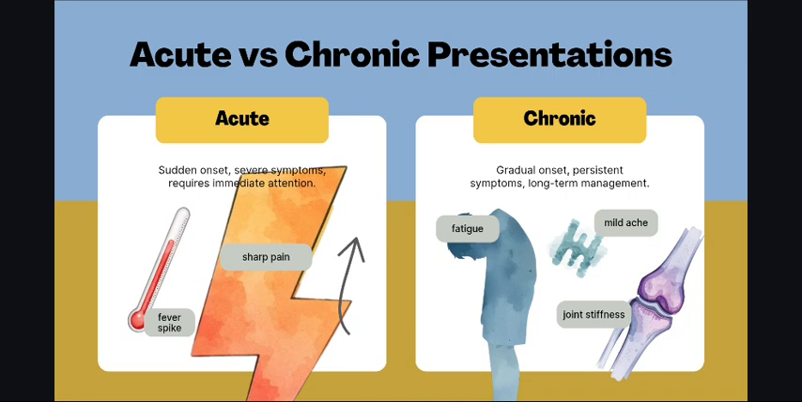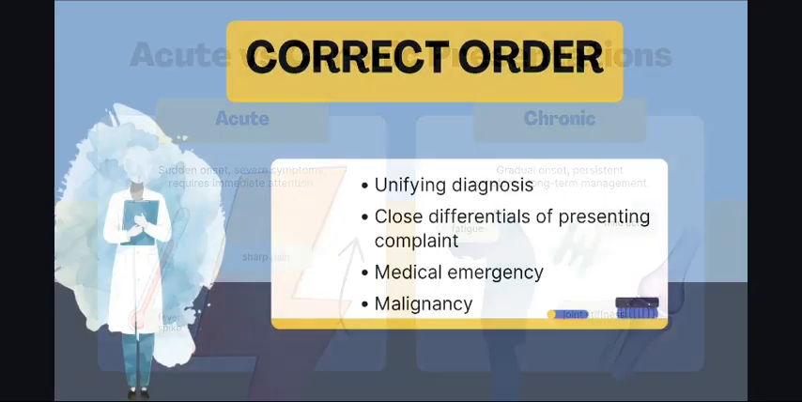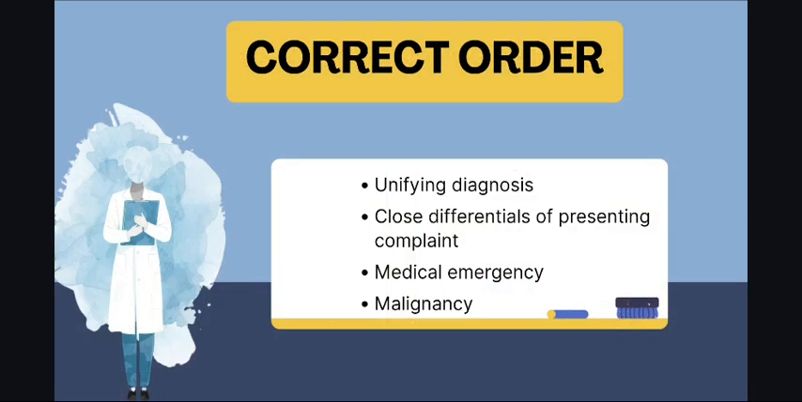case. Coming to the correct order of differentials, the first differential should always be based on the presenting complaint and a unifying diagnosis that takes into consideration the presenting complaint, the background comorbidity of the patient, as well as any potential association or complication. The second differential could be another closely related case or cause of the main presenting complaint. Third could be potentially a medical emergency, and the fourth could be something serious that needs to be ruled out, such as a malignancy.